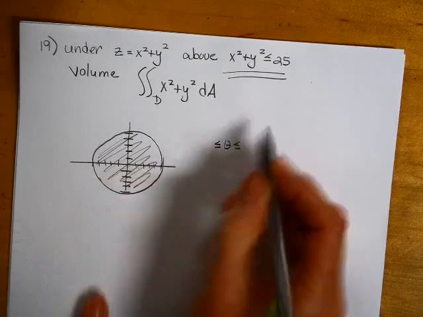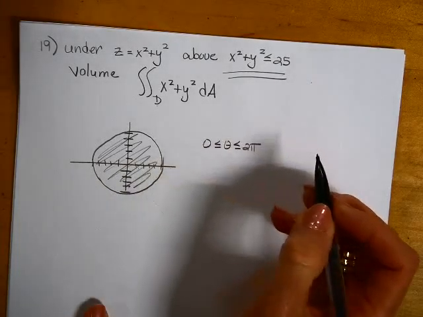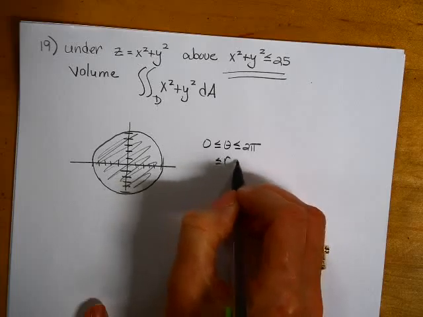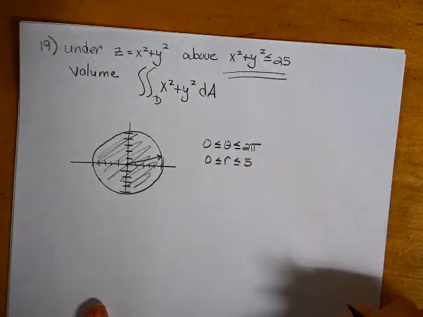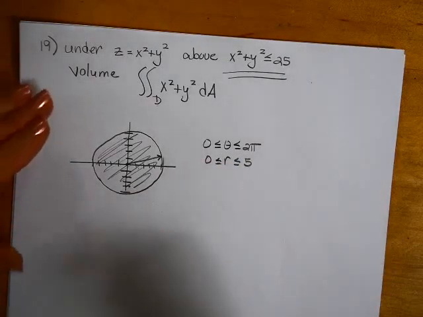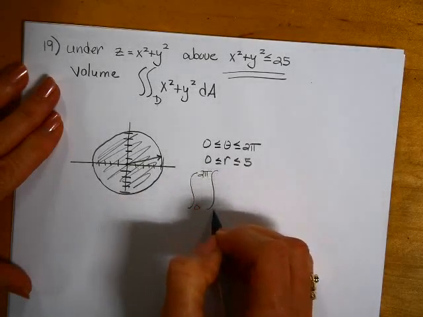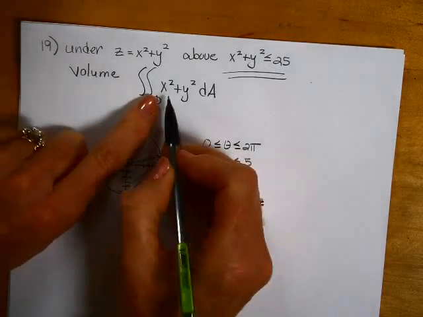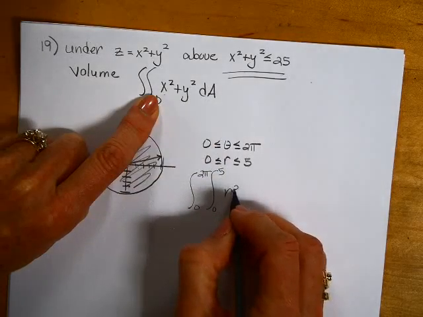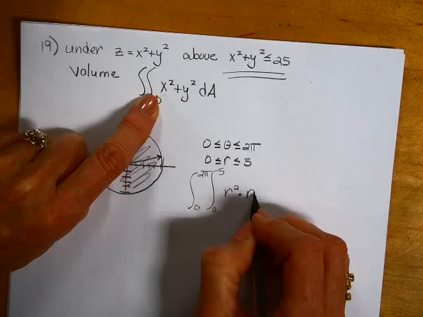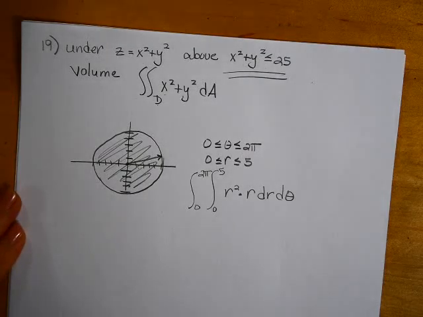So theta this time, you want the whole circle, so you're going from 0 to 2 pi. And your r is going again from 0 to 5. So your limits of integration are 0 to 2 pi, 0 to 5. X squared plus y squared in polar coordinates is r squared, times your extra r, and this is dr, this is d theta. So that is what you integrate.